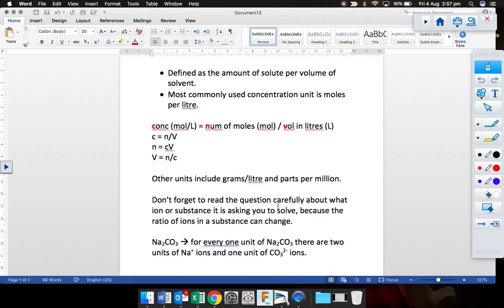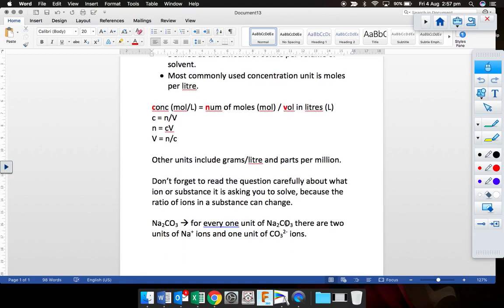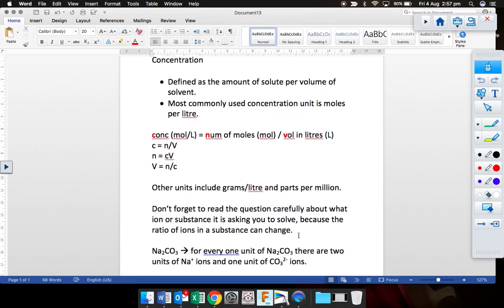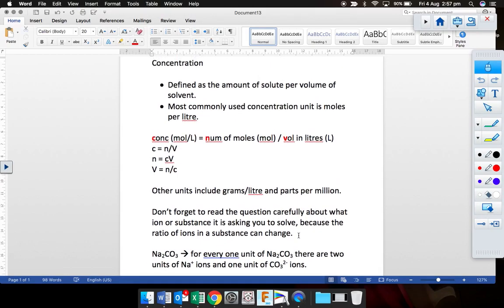Just a couple of things before we head on to the questions. It's really important to read the question carefully about what ion or substance it is asking you to solve, because the ratio of ions in a substance can be different. For Na2CO3, for every 1 unit of Na2CO3, there are 2 units of Na+ ions and 1 unit of CO3 2- ions. We'll see as we go through the questions what we mean by that.